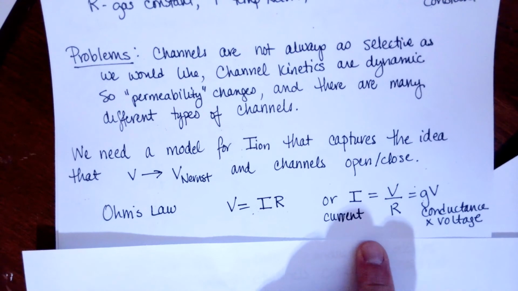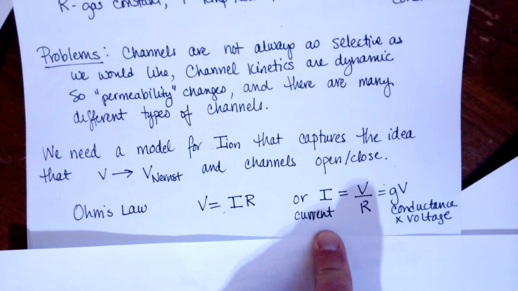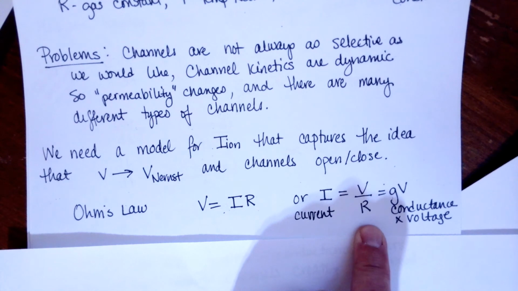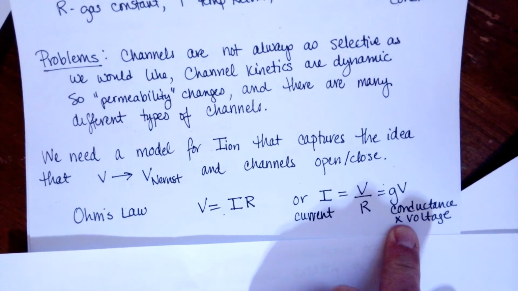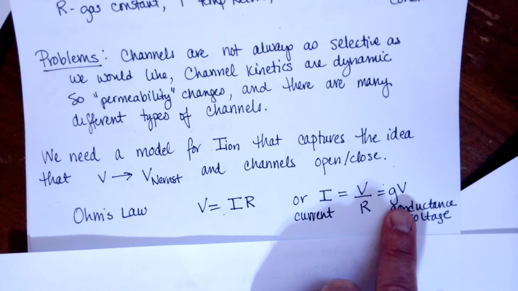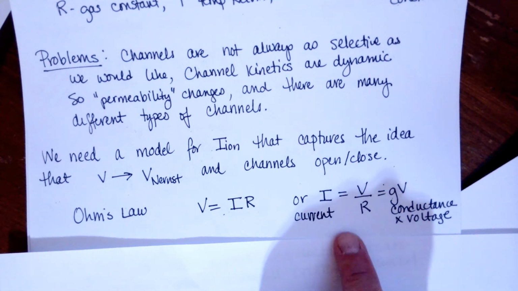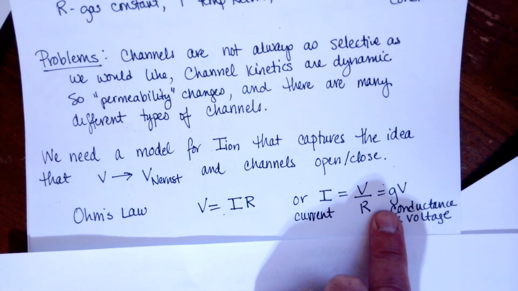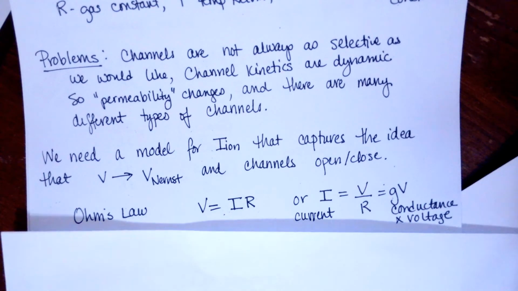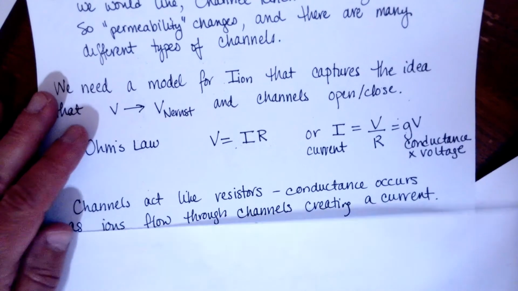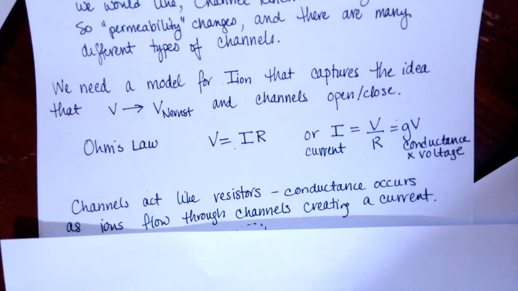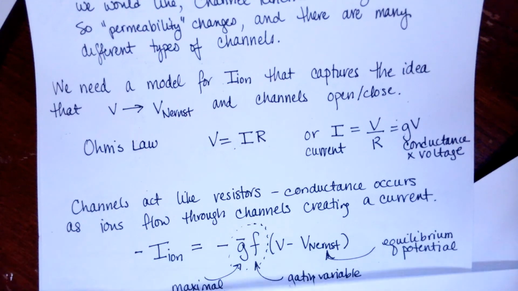All right, so for this model, we can start by thinking about Ohm's law, V equals IR. If we rewrite it in terms of current, then our current is going to be potential over resistance, right? Another way to think about that is G, or conductance, is the reciprocal of resistance. And so we can think of our current as being our conductance times voltage. And this will help you get the units right if you think about things in this way. So our channels act like resistors. Conductance occurs as ions flow through the channels, creating a current.